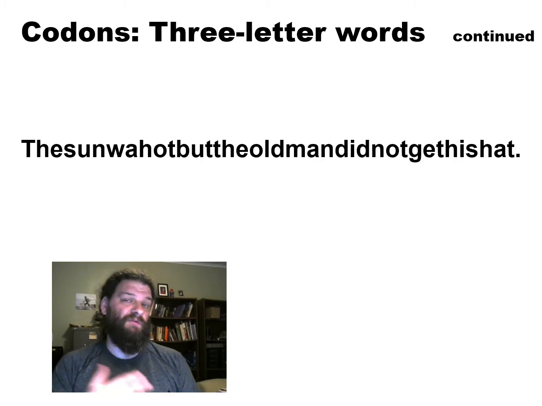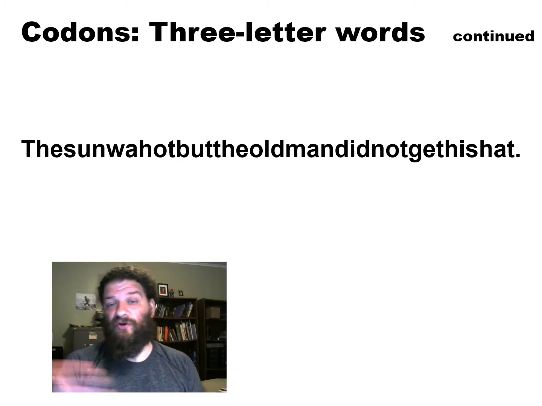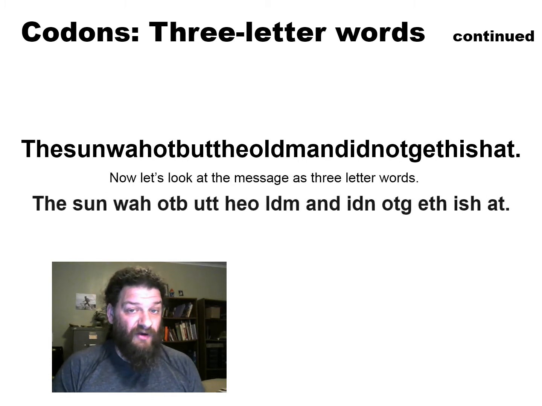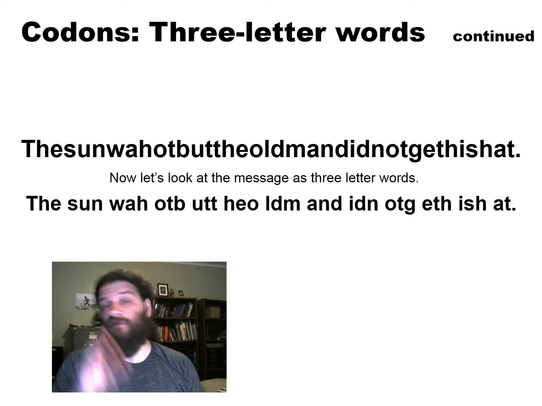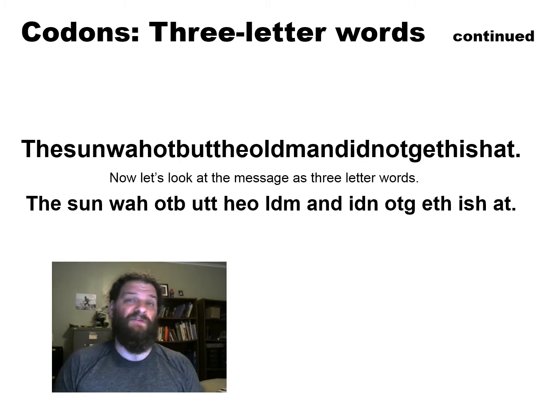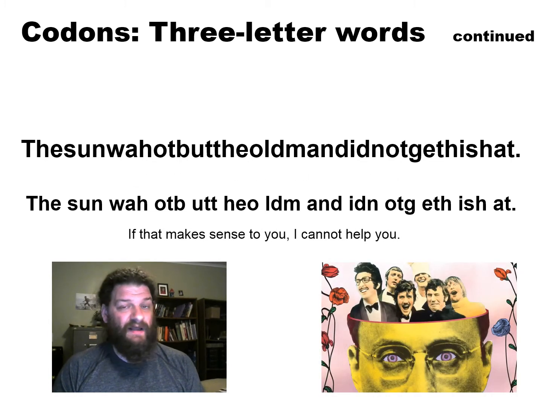And of course, with your fabulous brain, you're going to look across and you're going to see the sun was hot, but the old man did not get his hat. But if you were a stupid ribosome and you put on your ribosome glasses, you're just going to see 3 letters, 3 letters, 3 letters, 3 letters. And of course, this makes not a whole lot of sense. And that's why we call this a nonsense mutation.